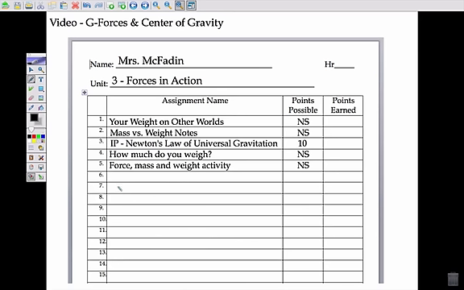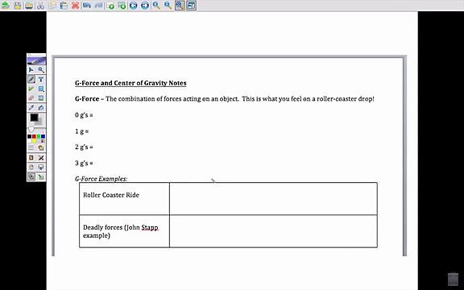And the first thing I need you to do is take out your blue unit organizer, and in slot 6 you're going to write in G-force and center of gravity notes. And as usual, note sheets are no score. So on this note sheet, you're going to mark page number 6.